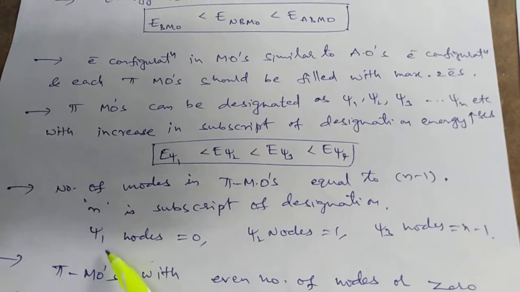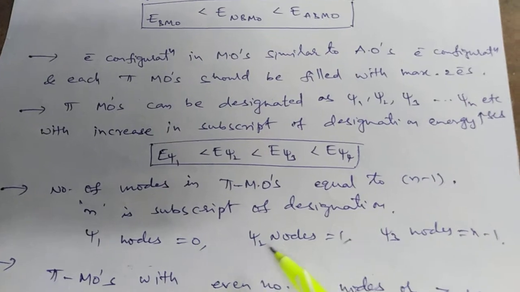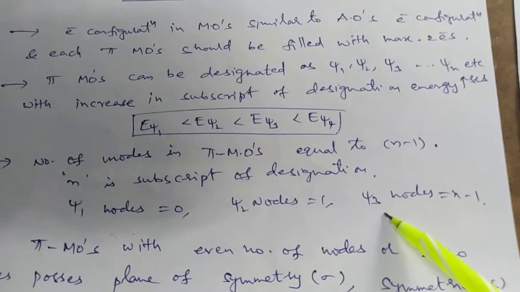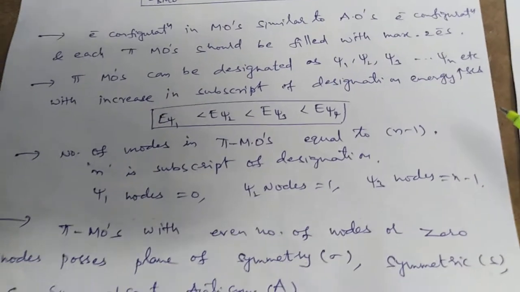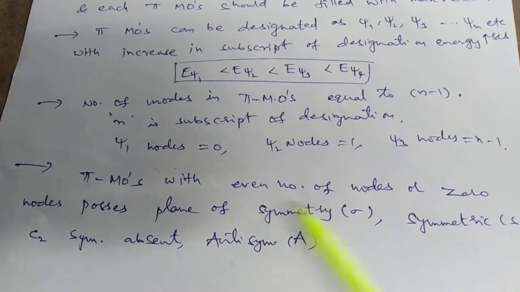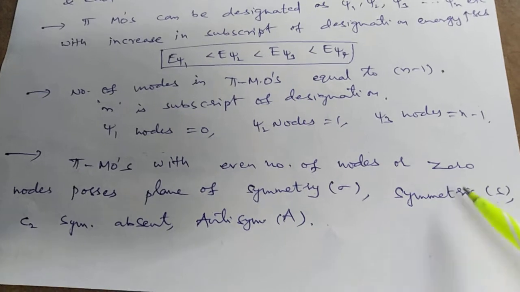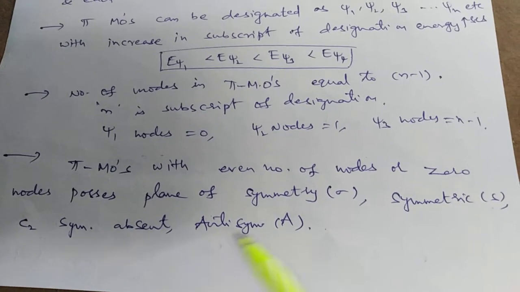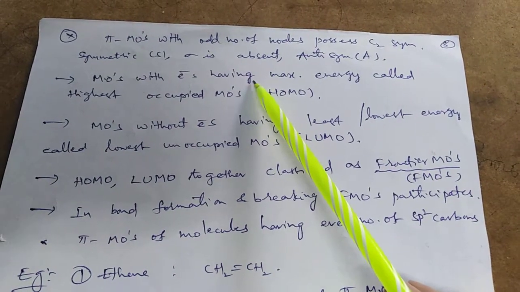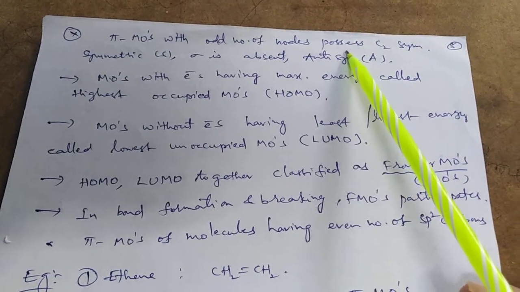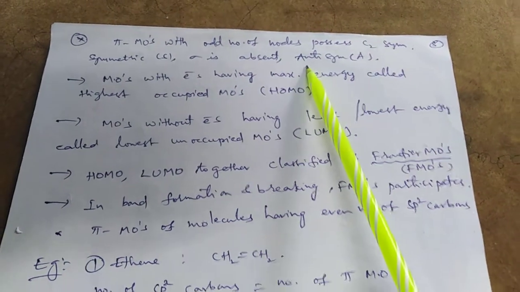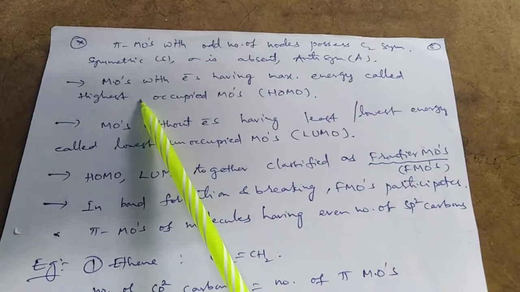If it is the psi1 molecular orbital, nodes are 0. If it is psi2, nodes are 1. If it is psi3, nodes are n minus 1. Pi molecular orbitals with an even number of nodes, or 0 nodes, possess a plane of symmetry, sigma, so they are symmetric. C2 symmetry is absent, so they are antisymmetric. Molecular orbitals with an odd number of nodes possess C2 symmetry, so they are symmetric. Sigma is absent, so they are antisymmetric.